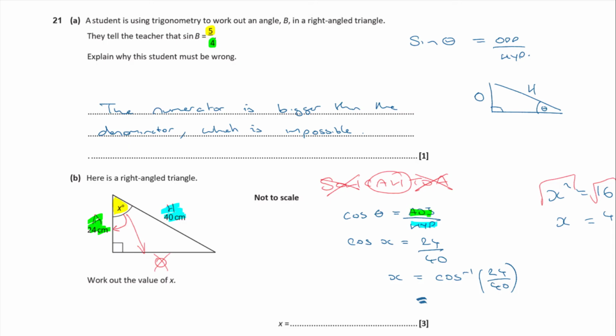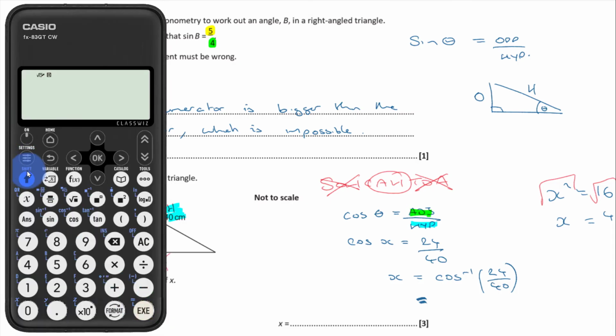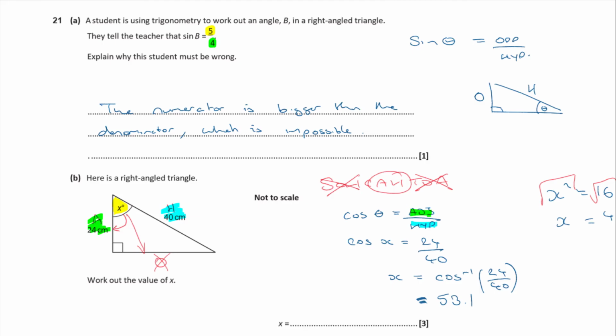So if you want the inverse cosine, you have to press shift first. So shift and then the cos button. You'll see you'll get cos to the minus 1, and then we're going to do 24 over 40 as a fraction, and that's going to give me 53.1 to one decimal place. So that's going to be my answer, 53.1. So x is 53.1.